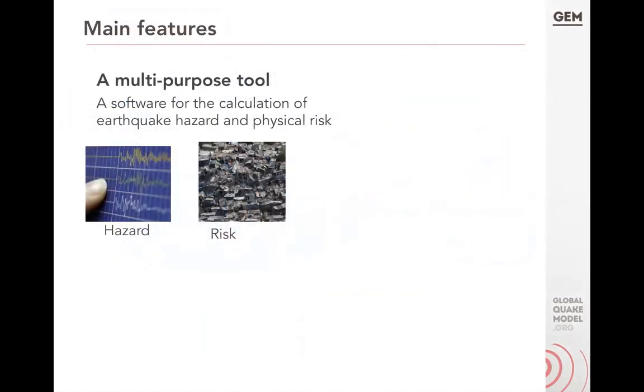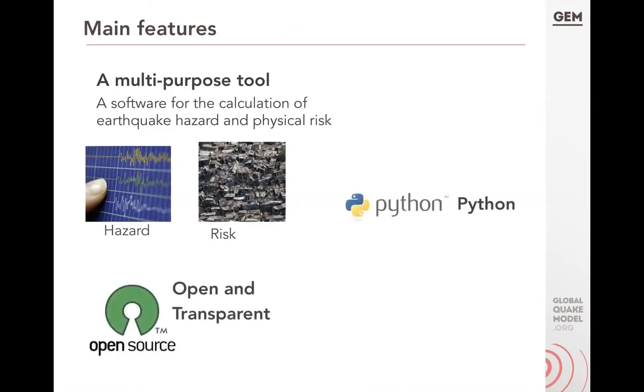The OpenQuake engine itself is primarily a software for the calculation of earthquake hazard and physical risk. We mentioned physical risk because we also have at GEM a small team working on social vulnerability and socioeconomic risk, and how earthquake hazard and risk get translated into societal impacts. But OpenQuake is currently software for the calculation of earthquake hazard and physical risk. It's a Python-based software. 95% of the code base is in Python. All of the development happens in public.